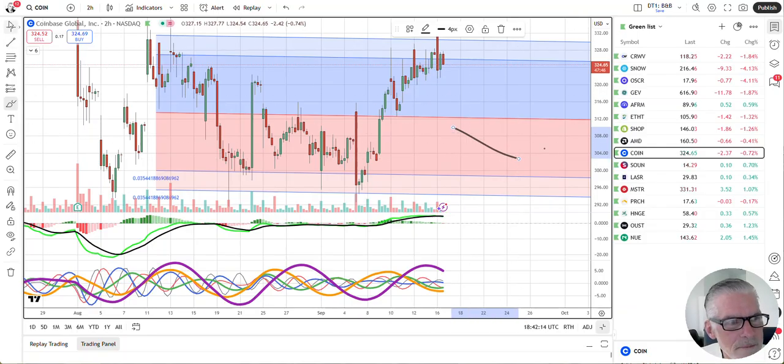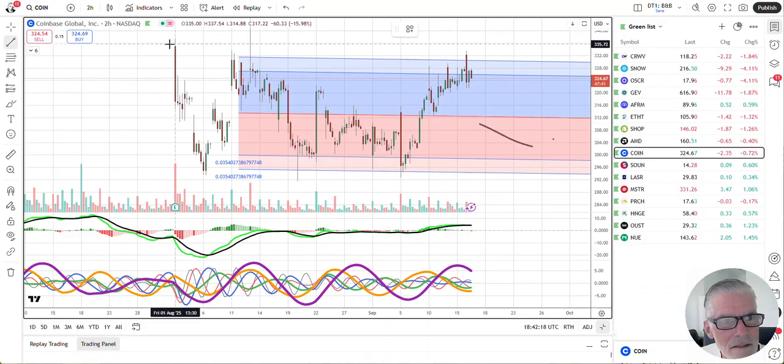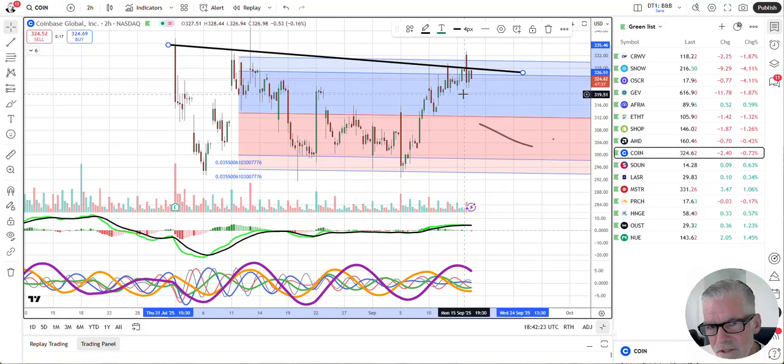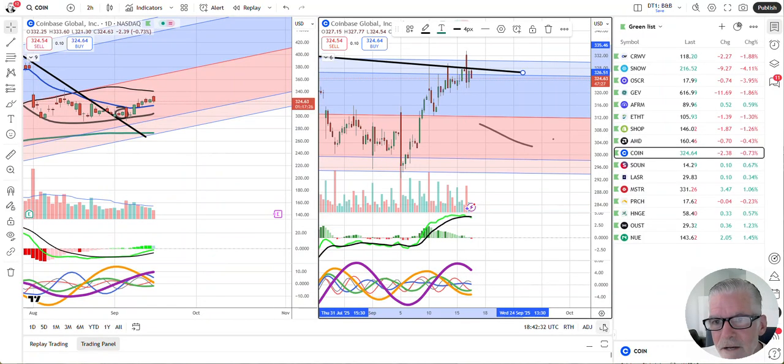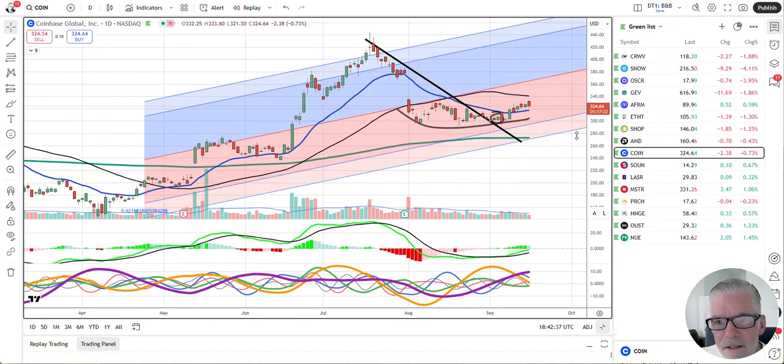But it might also be that it's now coiling up underneath that resistance trend line. This is on the 2-hour chart, and it's just a matter of time before it breaks and starts running higher. So with COIN, if you can get up above about 333 on the close, which would be the most recent trading range highs that we saw just now on the 2-hour chart, you're going to have a good run to 340 pretty quickly.